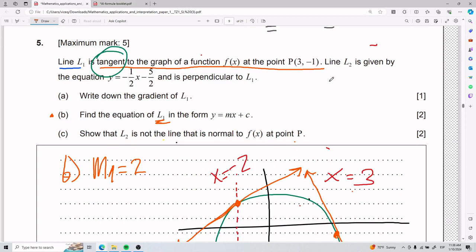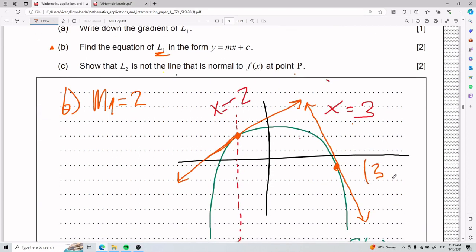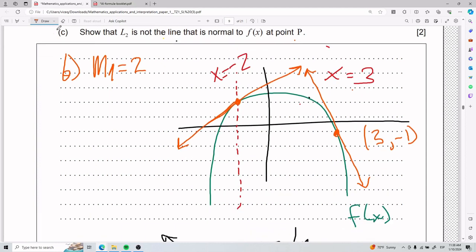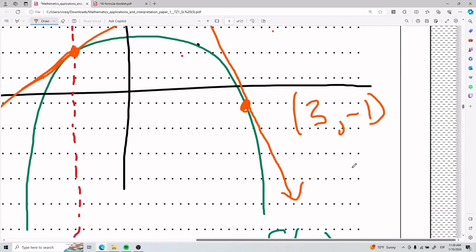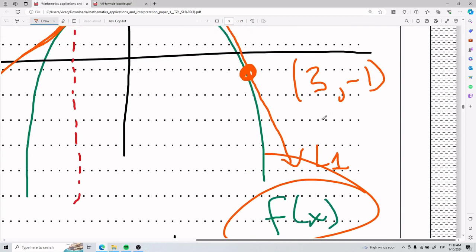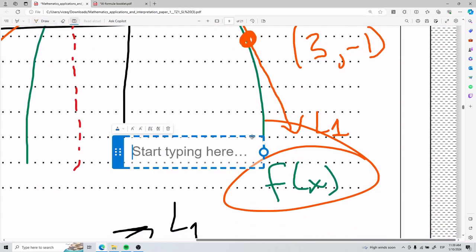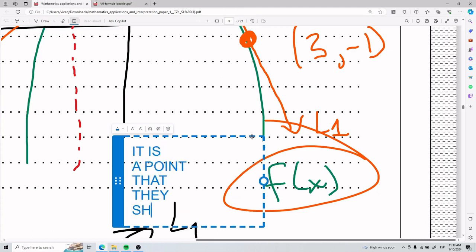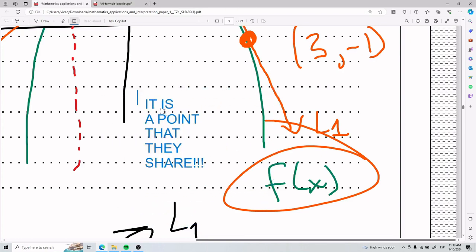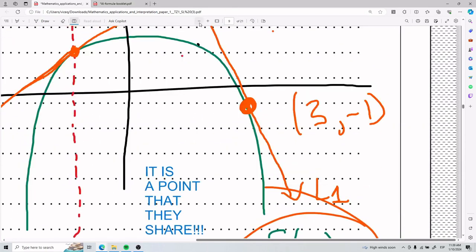Well, think about it. At 3 comma negative 1, conveniently I put it right here. Okay, this is a made up example, by the way. But there is something important to notice here. At 3 comma negative 1, L1 is passing through 3 comma negative 1 and f of x as well. So, what am I trying to say? It is, ladies and gentlemen, a point that they share. So if it is a point that they share, it is a point that they both have.